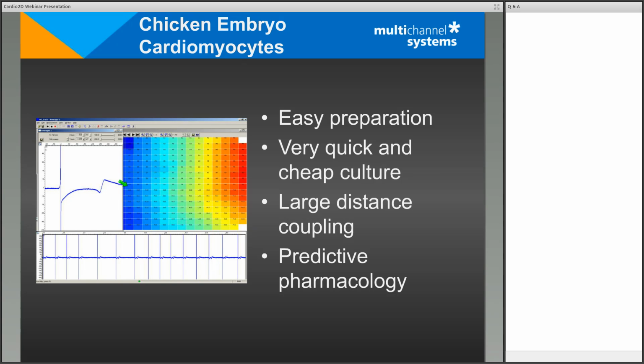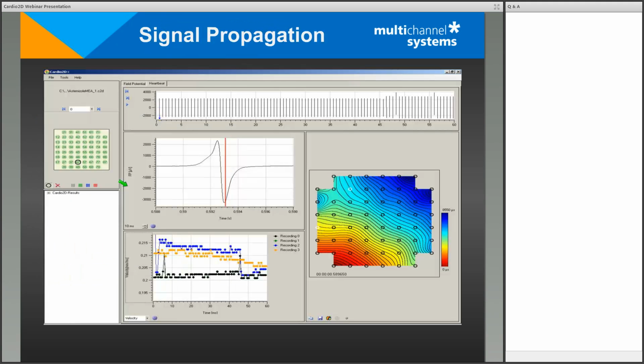As I said, that is MCREC, not yet Cardio2D. In Cardio2D, things look like this. So what you see in Cardio2D is on the left-hand side, you see an overview of your chip. Here we have our 8x8 configuration. You see the electrode numbers indicated here. You see for one electrode a long-term plot here that is a one-minute recording, and you see it's beating in a very regular fashion. And you see here an individual electrode.